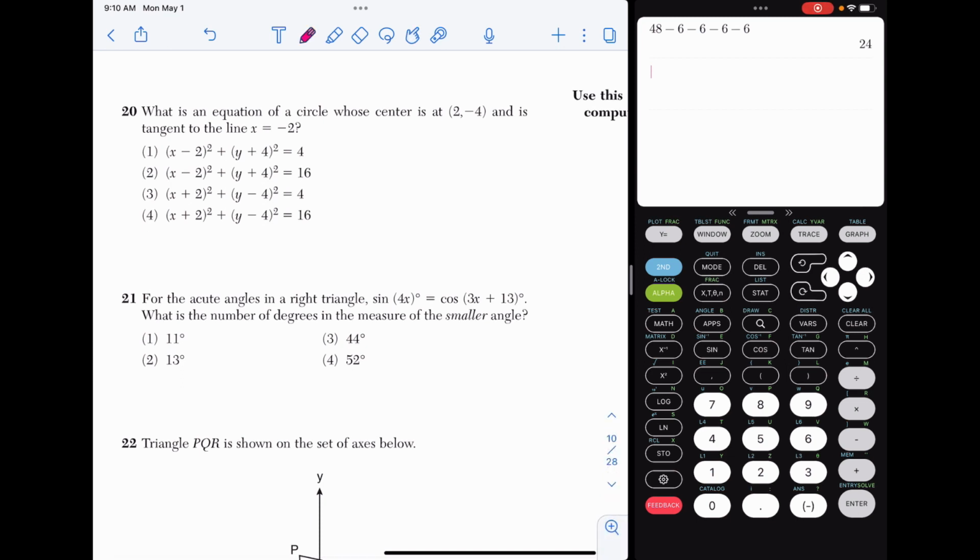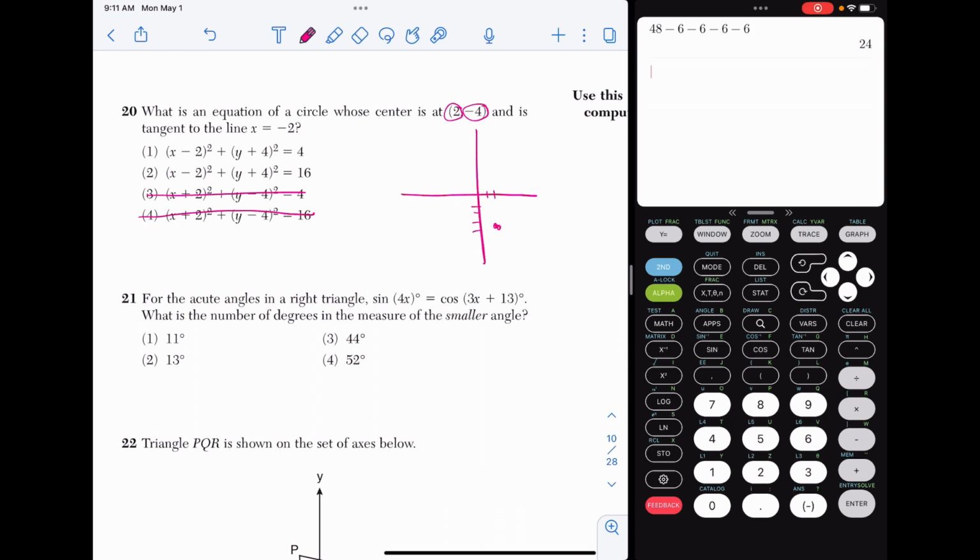For number 20, what is an equation of a circle whose center is (2, -4) and is tangent to the line x equals -2? Well, let's start with the center part. When you're finding the equation of a circle, you're going to take the opposite of these values. So I'm looking for a -2 and a +4, and that's choices 1 and 2. So I'm going to cross off 3 and 4. Let's talk about the tangent part though. I'm going to draw a quick set of axes here. The point (2, -4) is our center.